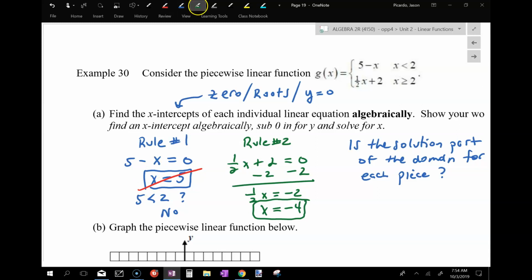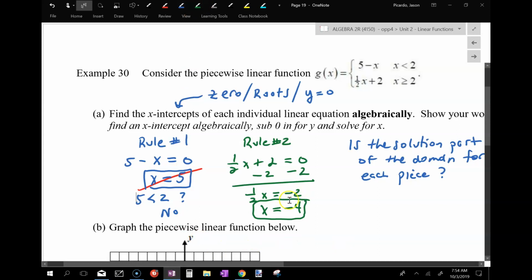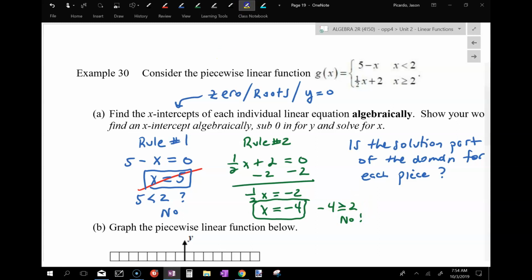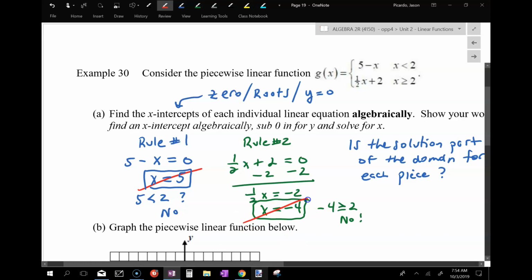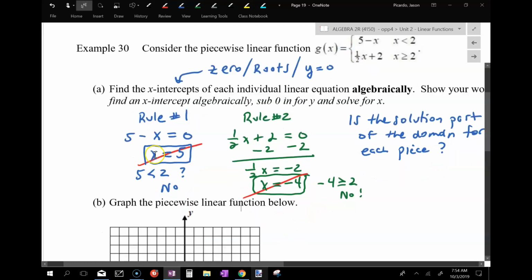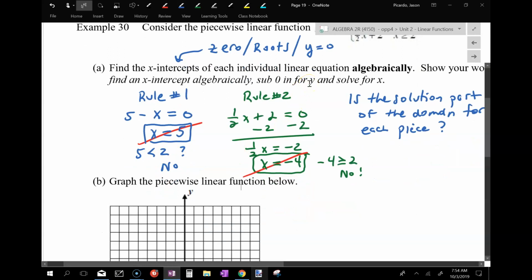Okay? So now I go to the next rule, -4. Is -4 greater than or equal to 2? No, right? So guess what? That's not an answer either. So what does that tell me, guys? That tells me that this has no roots. There are no roots to the graph, right? So there are no roots.